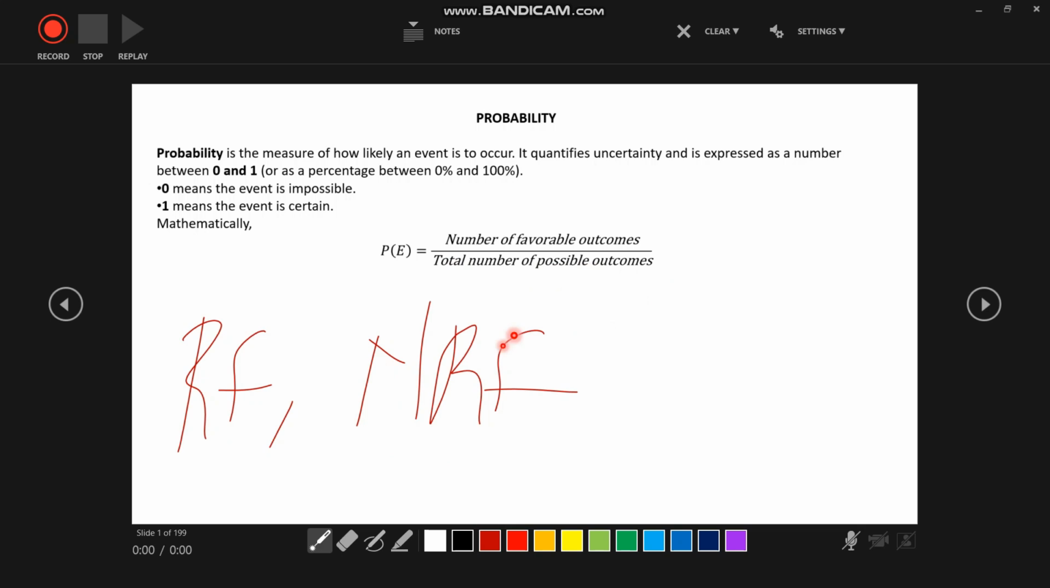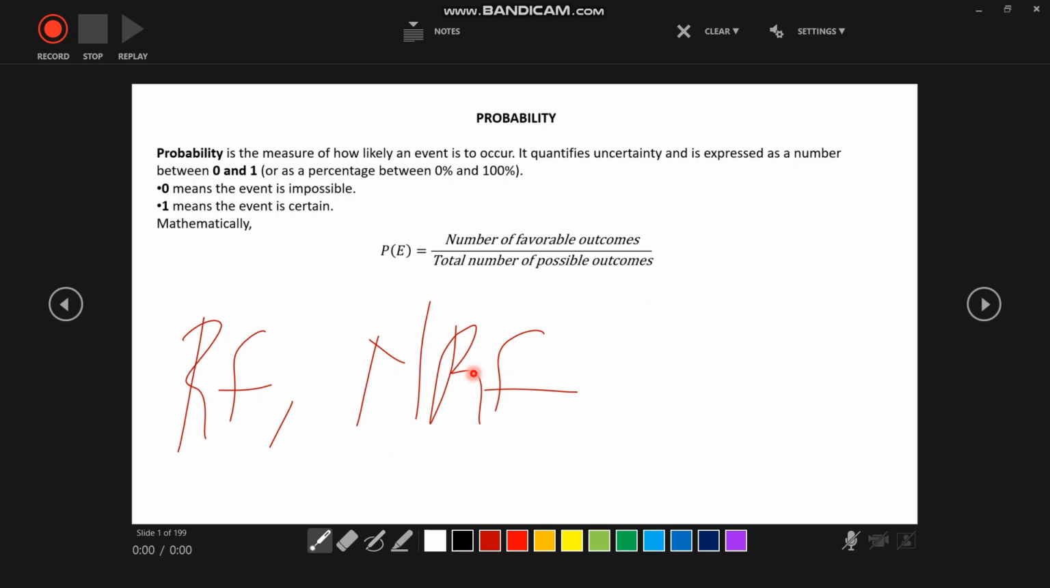Now we have the favorable outcome as well. Favorable outcome is what we want to find the probability of. Let's say we want to find the probability of rainfall in Malete. So the first thing you need to do is to determine the number of possible outcomes. The experiment is we want to determine if rain will fall in Malete. So the number of possible outcomes is 2, either rainfall or rain did not fall.